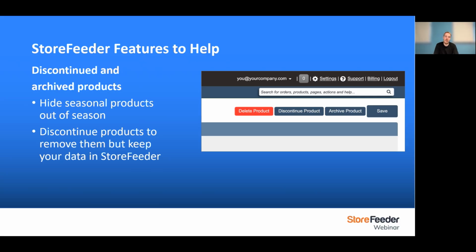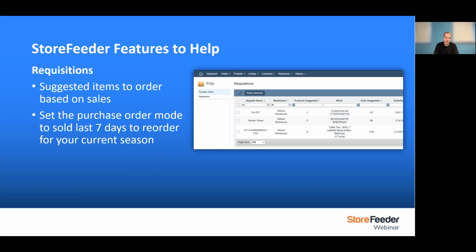One thing I will say with this though, you can't archive or discontinue a product that's got stock against it, so it's not then got a live active listing. You need to have a product that's got no stock, or transfer the stock away from it or something in order for it to archive.